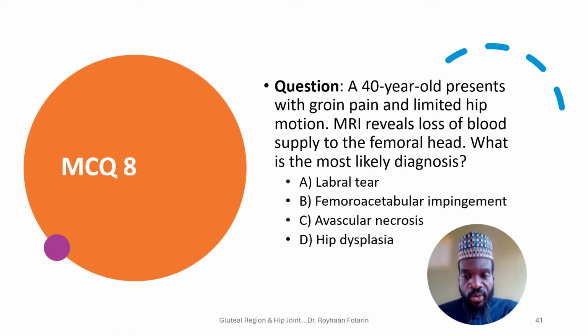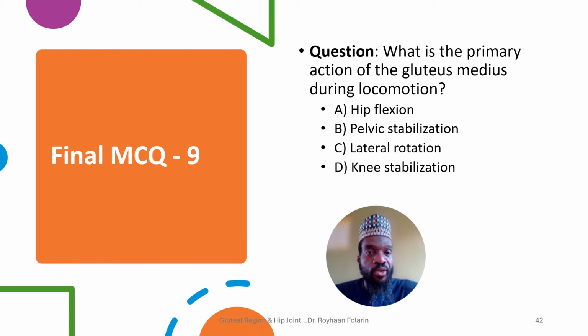So our concluding questions, I think I have just two to go. Here, going a little more into a clinical scenario. If you have a 40-year-old patient presenting with pain in the groin and limited hip motion, and on MRI, it reveals a loss of blood supply to the femoral head, what is the most likely diagnosis? You have a number of ingredients in this question that have told you the answer already. But feel free to think around this and drop your answer in the comment section.